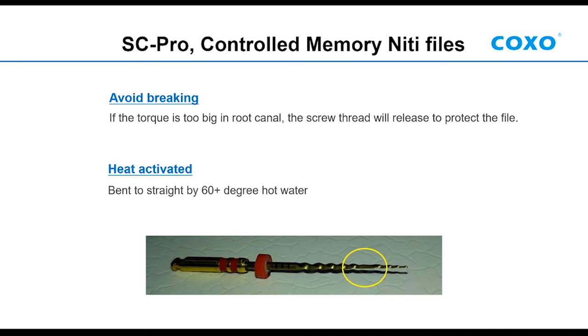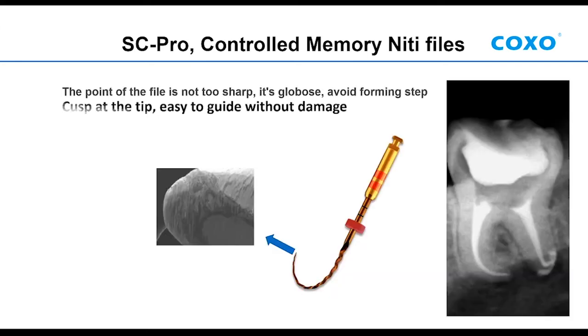And this is a memory material. If you use hot water above 60 degrees, or you put it into the autoclave, after you autoclave it, the gear will recover. Then you can continue to use the endofile again. But if it releases the gear and does not recover, don't use it anymore. This endofile has been used too long, and you need to change to another new endofile.